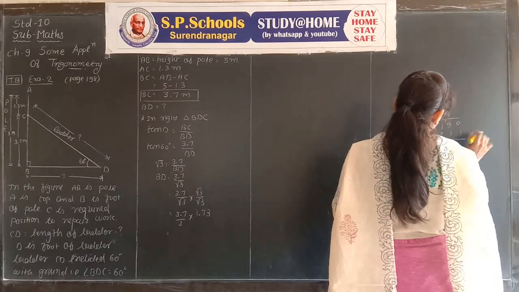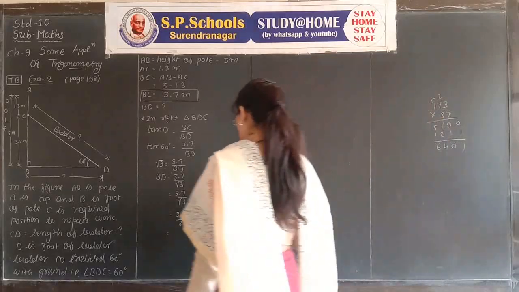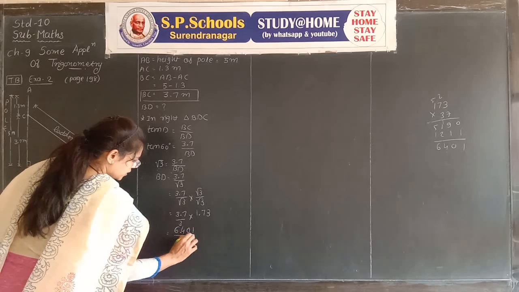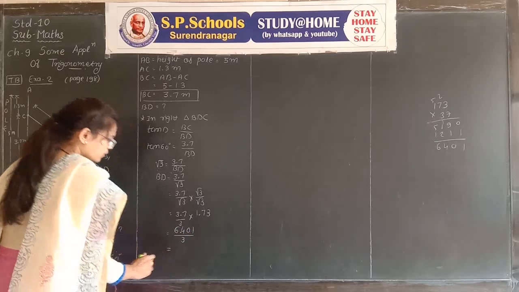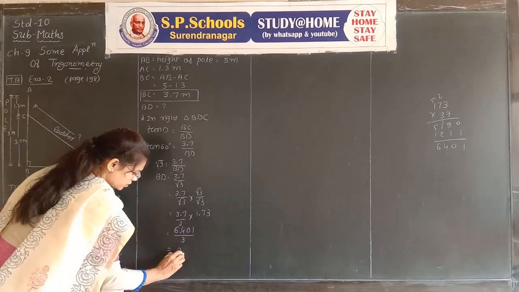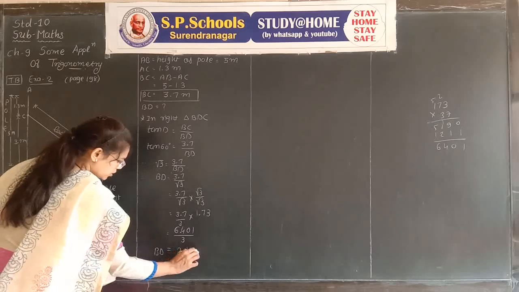The product is 6401, so 6.401 upon 3. When we divide 6.401 by 3, we get approximately 2.14, which is BD in meter.